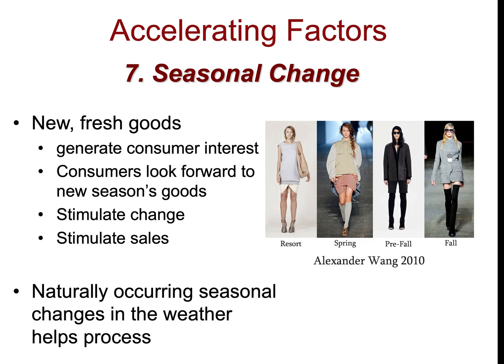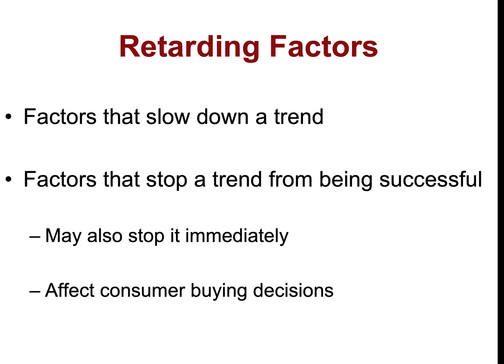Naturally occurring seasons change with the weather, of course. So, it started to get cold. We want sweaters, we want jackets. But we also need, within those seasonal selling seasons, for there to be change of new goods at a regular pace. All right, now let's look at what slows this thing down.